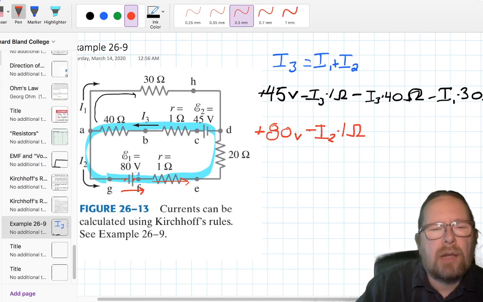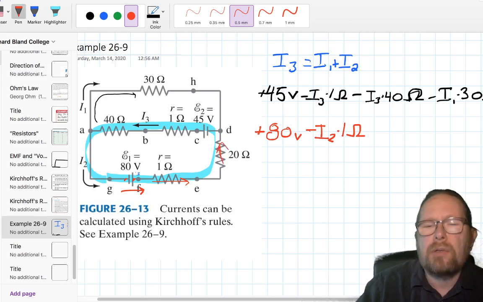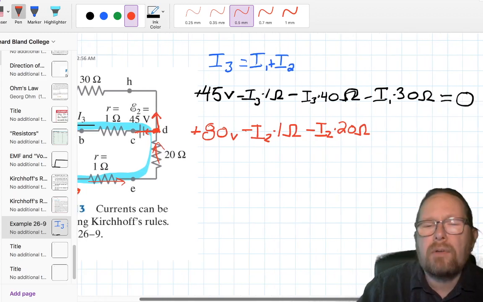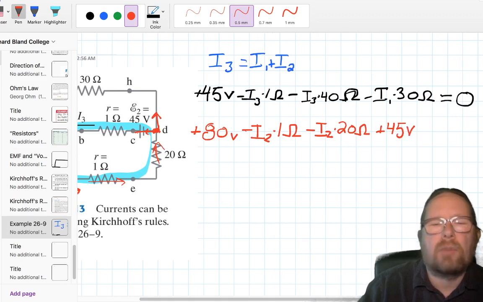I'm still in I2, I'm still in this part of the loop, then I go across a 20 ohm resistor here, and that's going to lead to a potential difference of minus I2 times 20 ohms. Then I reach this point where my current splits. I'm going on this part of the loop here. So I go across another battery. It's actually the same battery that I went through in my first loop. I'm going from negative to positive, so I'm going quote-unquote uphill. So that's going to be a positive 45 volts. My electrical potential is increasing.